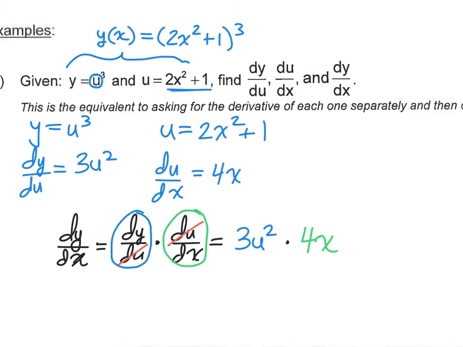So what should my next move be? Well, I want to get rid of the u. So how can I get rid of that u? Plug in the equation for it. The expression for u is what? 2x squared plus 1.